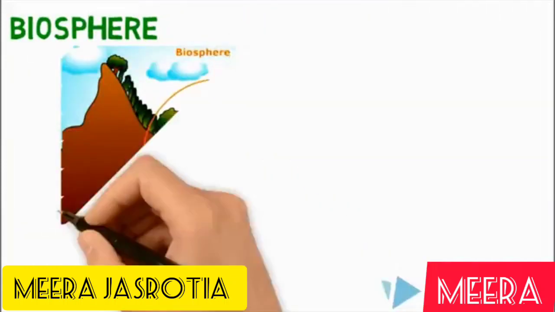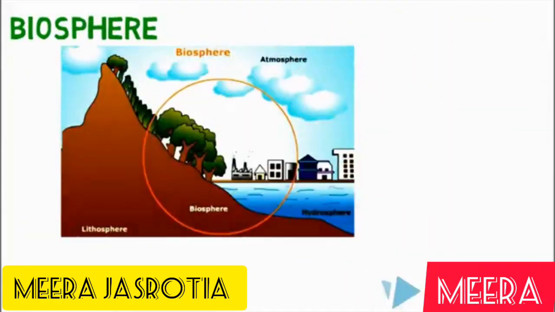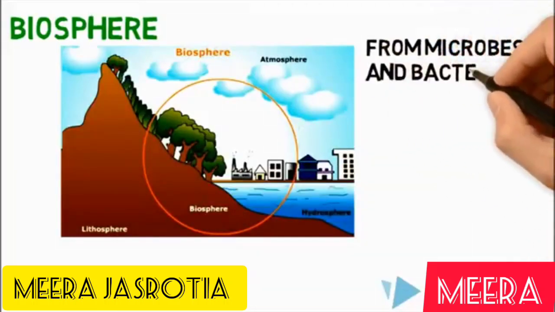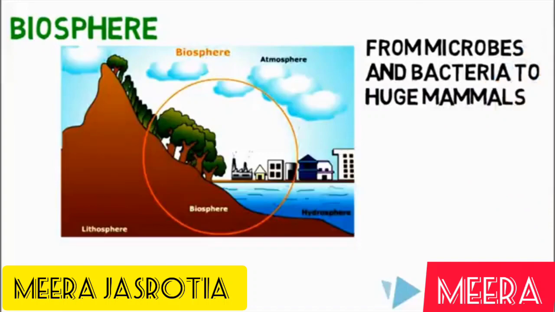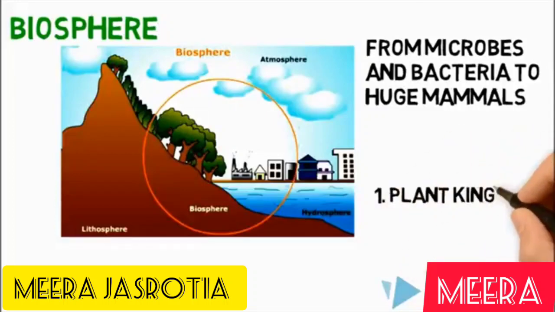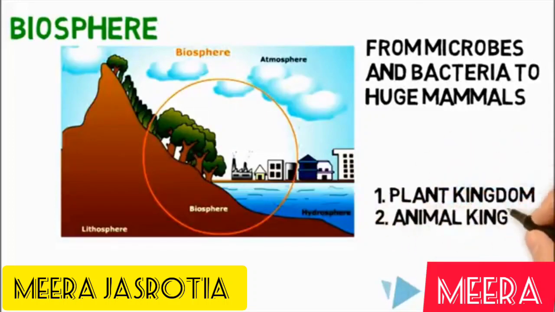The biosphere is the narrow zone of contact between the land, water, and air. Life exists in this zone. There are several species of organisms that vary in size from microbes and bacteria to huge mammals. All the living organisms including humans are linked to each other and to the biosphere for survival. The organisms in the biosphere may broadly be divided into the plant kingdom and the animal kingdom.